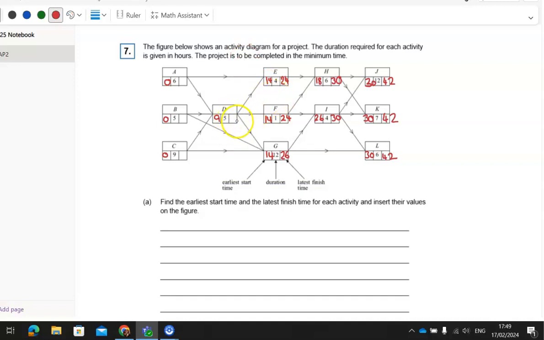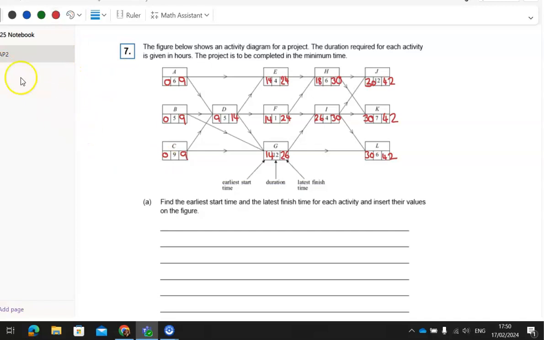Now D, if it's not going to affect anything, this one could start as late as 20. This one could start as late as 23. And this one could start as late as 14. So this has got to be finished by 14 or it's going to have a knock-on effect. Now going backwards from here, A has got to be finished by 9, or it's going to affect this one. B's got to be finished by 9, and C has also got to be finished by 9. Okay, there we go, done.